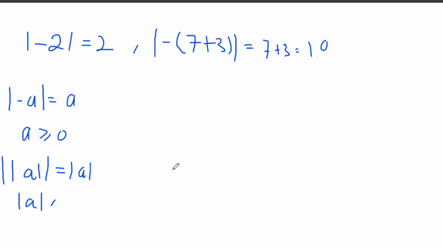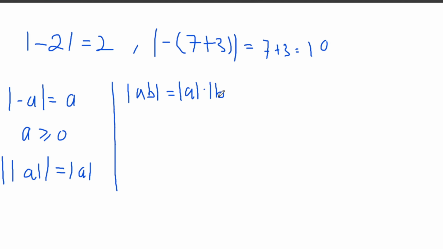Of course, everything times 0 is 0. So the multiplication property of absolute value is: the absolute value of AB is the absolute value of A times the absolute value of B. The quotient property, the absolute value of A over B, must be the absolute value of A over the absolute value of B.